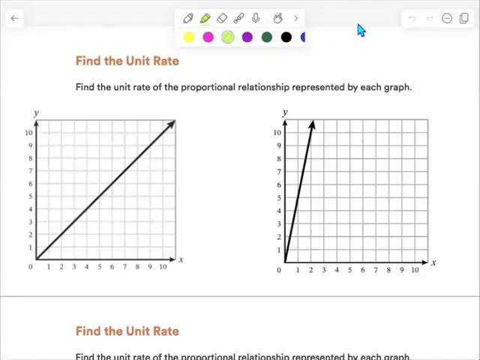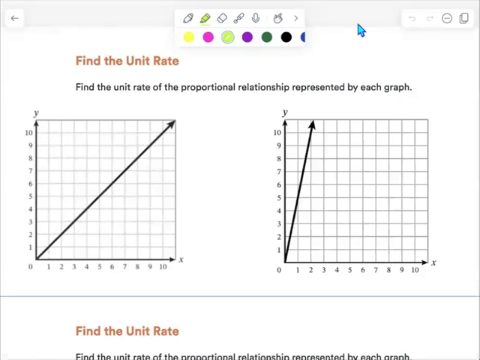So much like yesterday, here is a graph of a proportional relationship, proportional because we know it's a line, and it passes through the origin. And to find the unit rate, much like we did yesterday, we're going to look at when the x-axis value is 1, because a unit rate is when the x value has a quantity of 1.